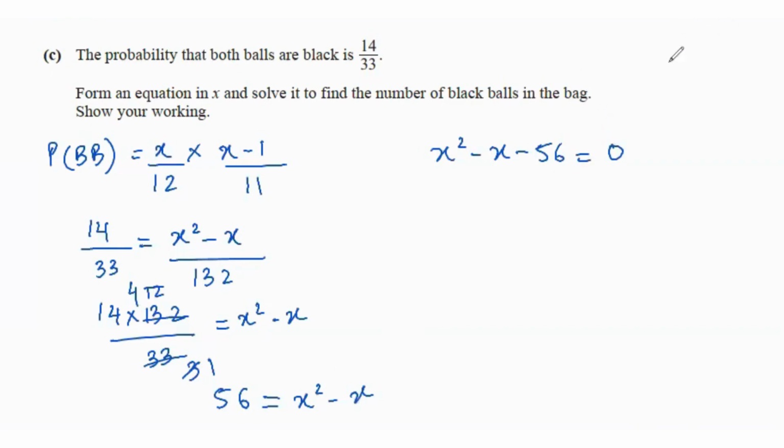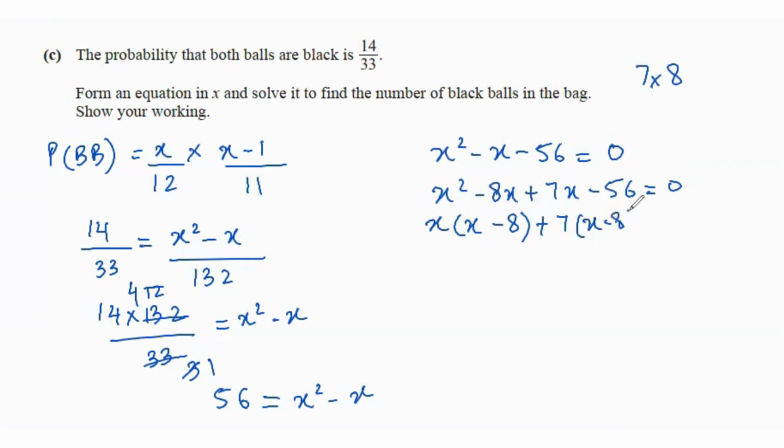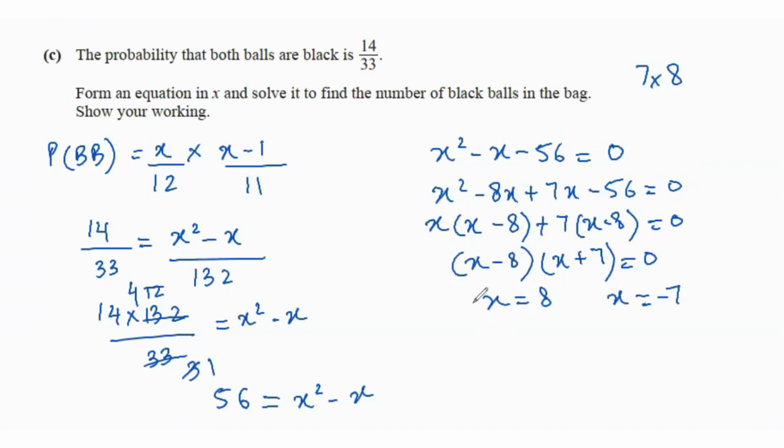So 56 has the factors of 7 times 8. So x squared minus 8x plus 7x minus 56 equal to 0. Factorize the equation by grouping. So x times (x minus 8) plus 7 times (x minus 8). So (x minus 8) times (x plus 7). x equals 8 and x equals negative 7. Since x cannot be a negative number, x equals 8 is our answer.